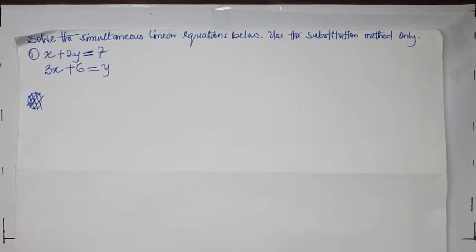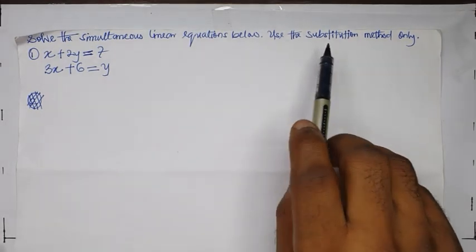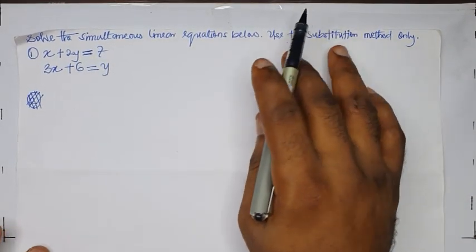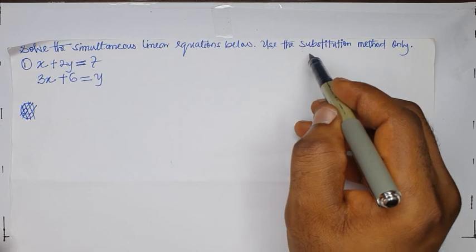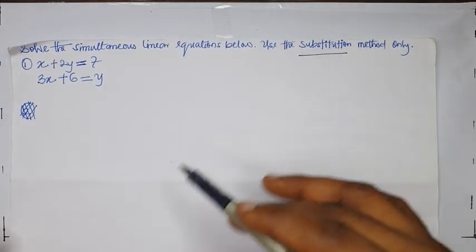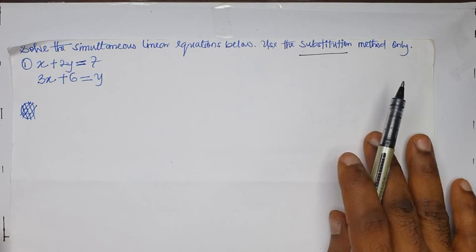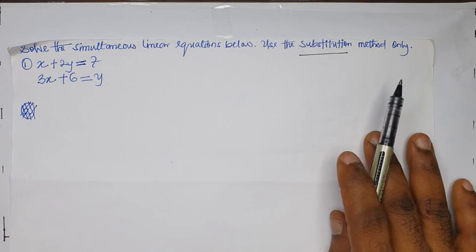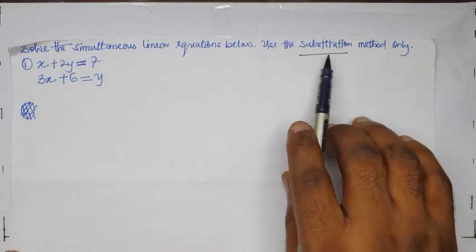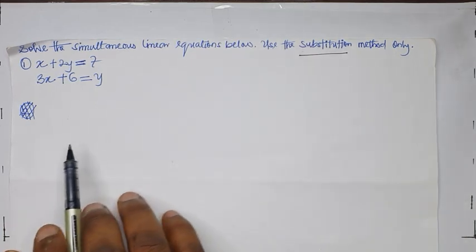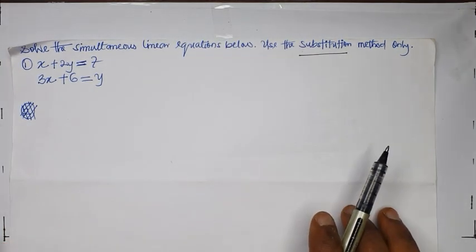Next on the line is the use of the substitution method. The substitution method is a method that requires us to find one variable and then substitute it back into any of the equations, usually the equation from where we did not take before, and then get the value of the next variable. I am going to demonstrate how to use the substitution method to solve a set of linear simultaneous equations or more.